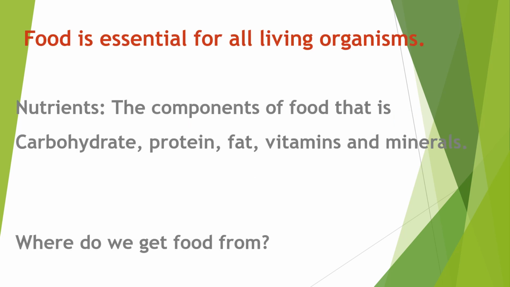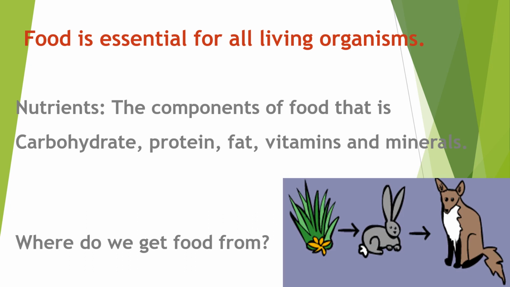So we have learned that food is essential for all living organisms. The components of food, that is carbohydrates, proteins, fats, vitamins and minerals, are called nutrients. All living organisms require these nutrients and plants can make their food themselves. But animals, including humans, cannot. They get it from plants or animals that eat plants. Thus, humans and animals are directly or indirectly dependent on plants.